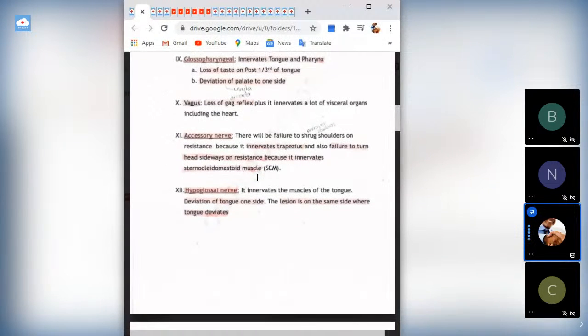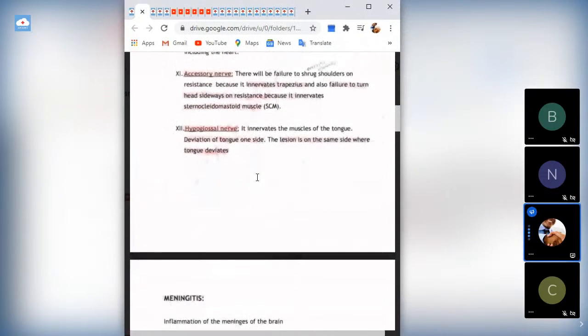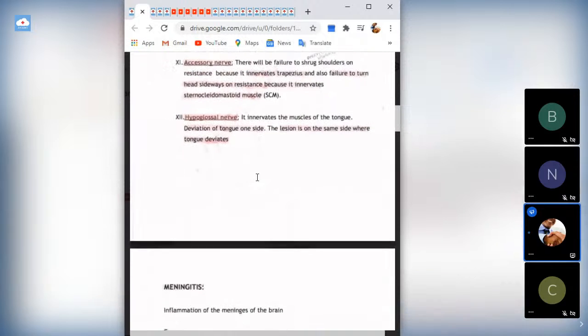All right. The next nerve on our list is the accessory nerve. I don't know why it's called the accessory nerve. It supplies the accessory muscles of the body, the accessory muscles of respiration, muscles that assist the shoulder movements, like the trapezius.